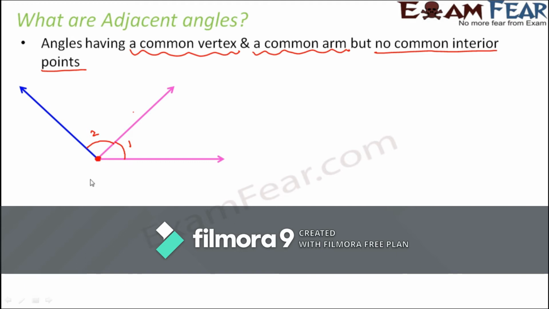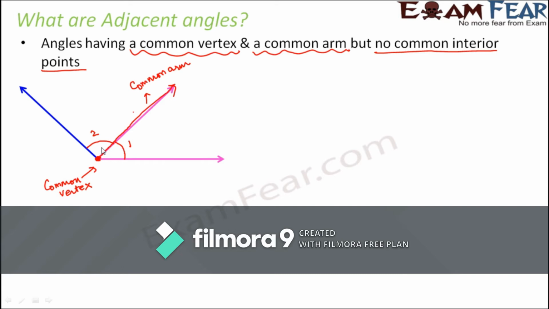So that common vertex is this. This is the common vertex that they share. Do you think that they share a common arm? Yes, this is the common arm that they share. So this one is the common arm. So this proves that they are located next to each other.